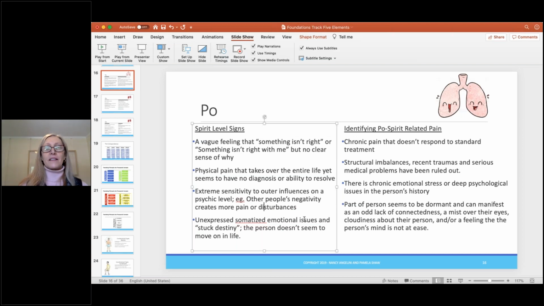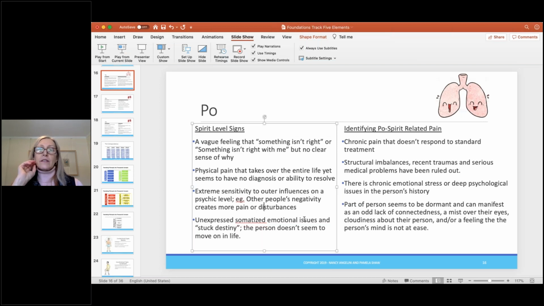Unexpressed somaticized emotional issues, like stuck destiny. There's something emotional that's not right, and it hasn't been dealt with, and it's stuck in the body, and it's causing this pain. Chronic pain that doesn't respond to standard treatment, structural imbalances, recent traumas, serious medical problems that they've ruled out. They call it idiopathic. If you're not in medicine and you hear idiopathic, it means we don't know what's causing this. We know it's there, but we don't have a cause, so they can't figure it out.